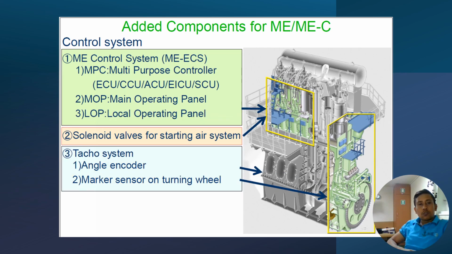Third, we have the control system. The control system consists of 3 components: the engine control system (ECS), which consists of MPC, multipurpose controller, MOP, main operating panel, and LOP, local operating panel. We have solenoid valves for the starting system, and the tacho system, which consists of an angle encoder and marker sensor on the turning wheel. These are the components that have been added for the ME engine, or you can say the MEC engine.